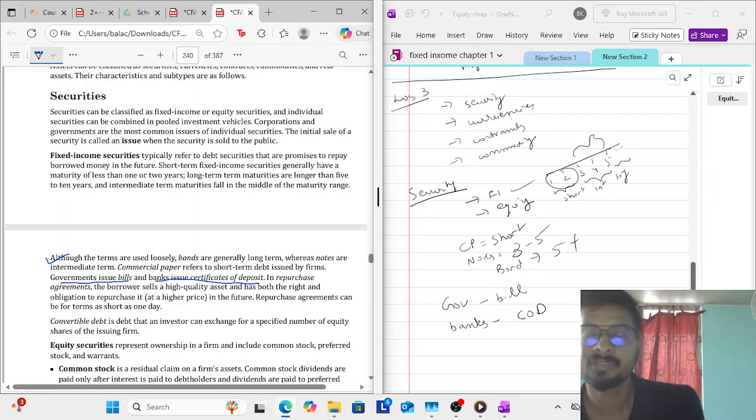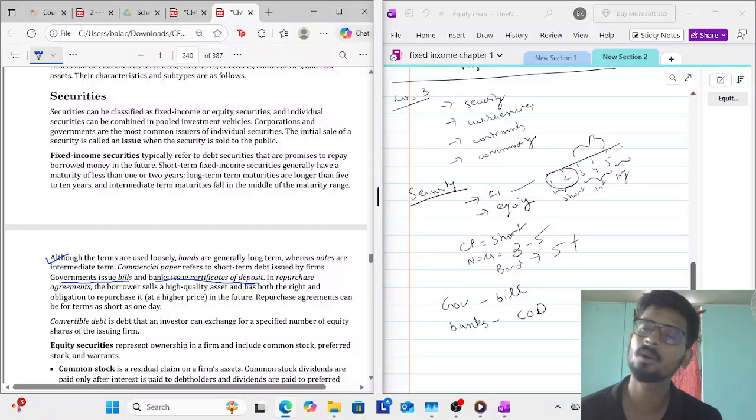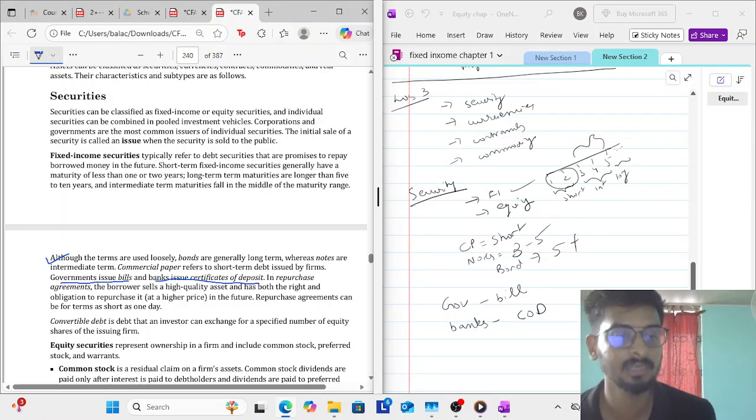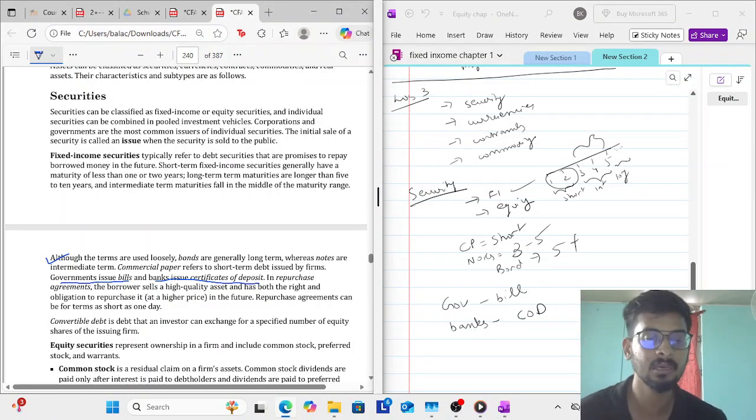It's obviously at a higher price only because the one who is lending needs some benefit, right? A repurchase agreement can be as short as 1 day. As I told you, LIBOR and overnight repo rates are basically repurchase agreements only. So this is also covered.